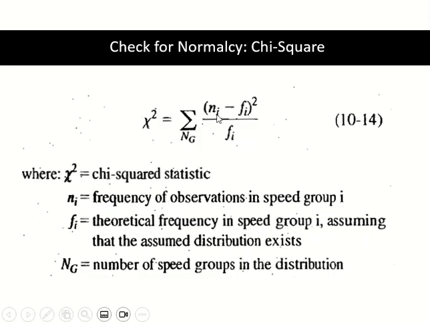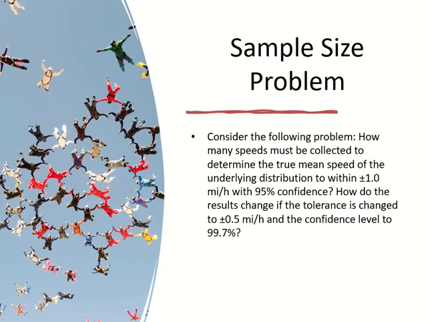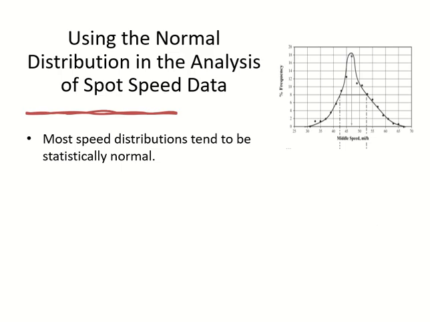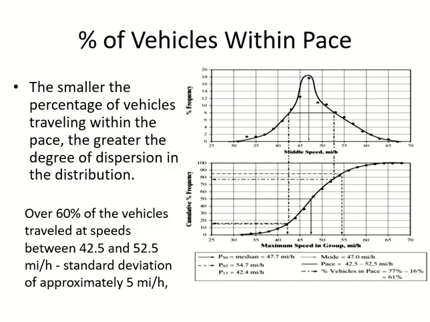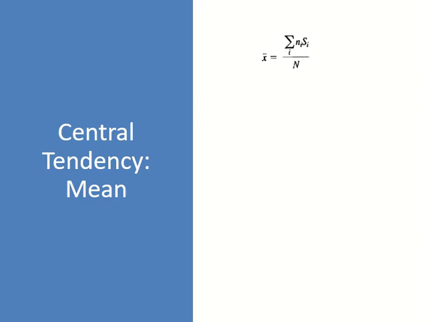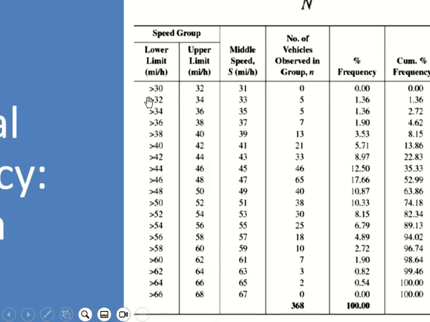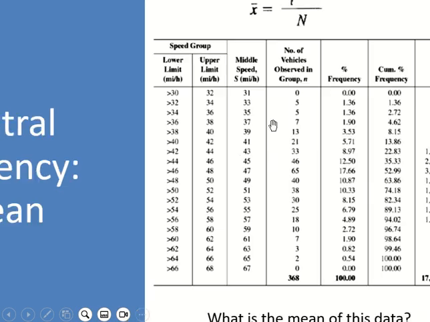In the chi-square test, we need two things. So you remember we have speed groups. We have a frequency distribution table, and in the table, each row is a group. I'm talking about this one. So these are the groups. Each row is a group, and in each row you have number of vehicles, right? This is my n.